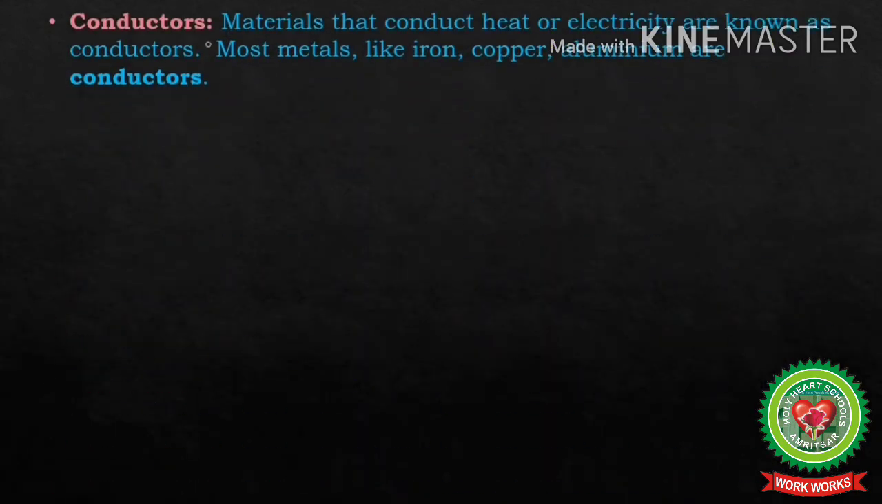Next term is conductors. Materials that conduct heat or electricity are known as conductors. Most metals like iron, copper, aluminium are conductors. Students, you must have observed the wires used in houses or any other buildings. They are made up of metals, basically copper or aluminium, and they are good conductors. That is why they are used as wires.